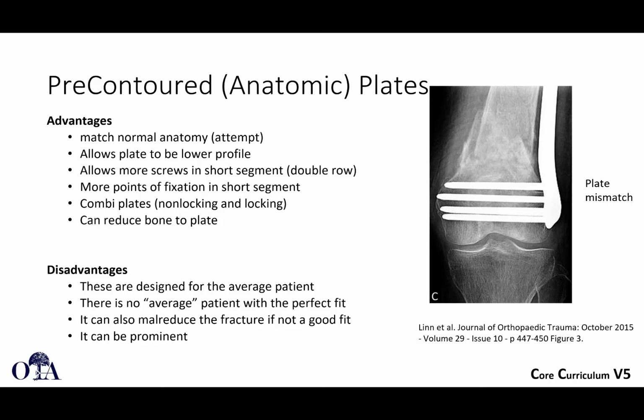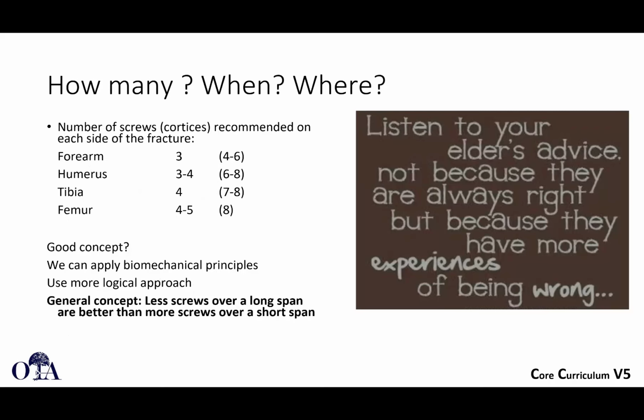Now, many plates are pre-contoured now, which makes things easier to attempt to match normal anatomy, allows the plate to be lower profile. It allows more screws in a short segment, shown here. It allows for more points of fixation in that short segment, and you can have these combi plates where you have both locking and non-locking traditional screws. So you can reduce the plate to the bone, but then also use locking screws. That said, these are designed for the average patient, so it's not going to fit everybody. And if it's not a good fit, it could mal-reduce the fracture and can be prominent also. So there's advantages and disadvantages here. You can see there's a plate mismatch.